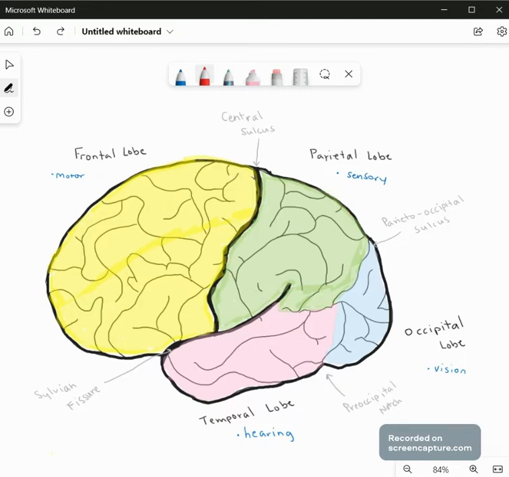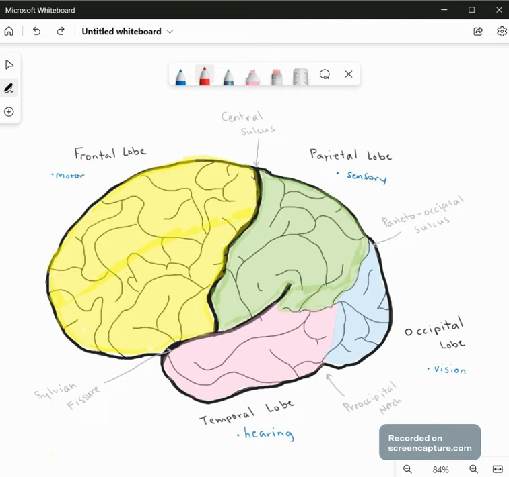Then you have this blue area right here, which is called the occipital lobe. It's in the back of your brain and it interprets all of your visual stimuli. So, anything that you see or anything that your eyes take in. Then you have the temporal lobe down below. It's here in pink. And one of the functions that it serves is processing your auditory information, or anything that you hear.